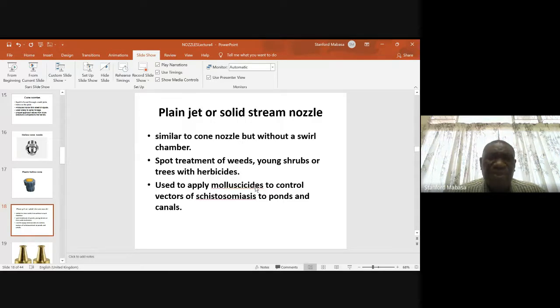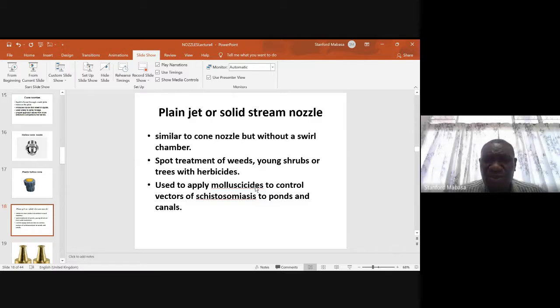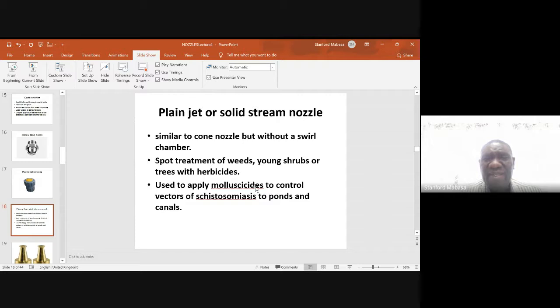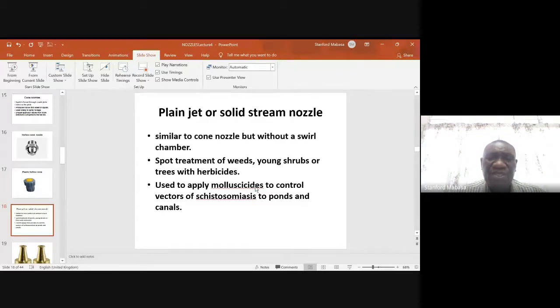We move on to another nozzle. Apart from the cone nozzle, we have got what is known as the plain jet or solid stream nozzle. Now, it is similar to the cone nozzle, but without the swirl chamber. Here, the liquid just comes through without any hindrance. This is good for treatment of weeds, young shrubs or trees. Let's say you want to control bushes with herbicides, you can use this kind of nozzle.